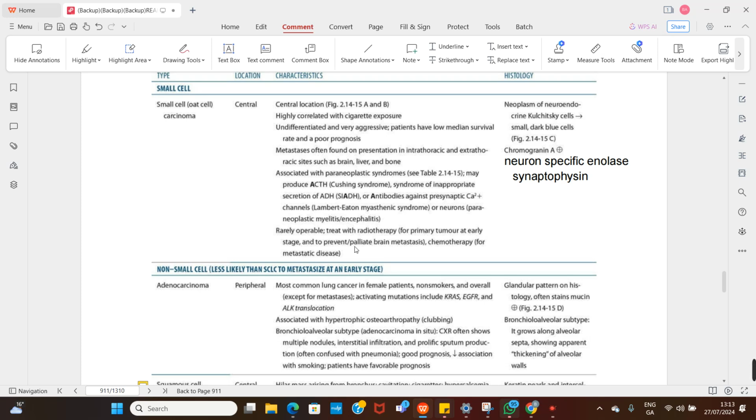So aside from the Lambert-Eaton, they can also have antibodies against some neuronal components. So which is a paraneoplastic myelitis and a paraneoplastic encephalitis.